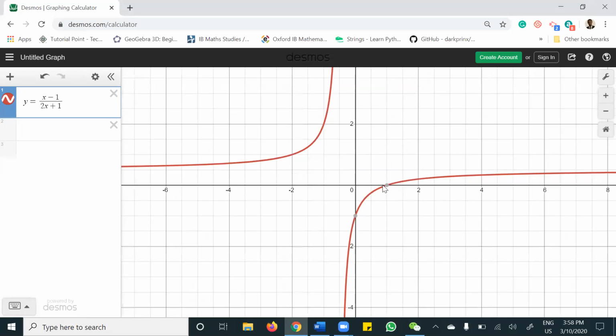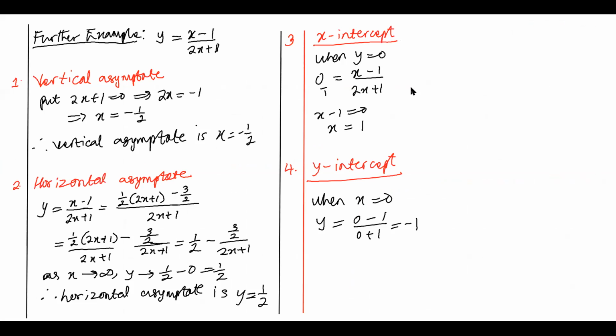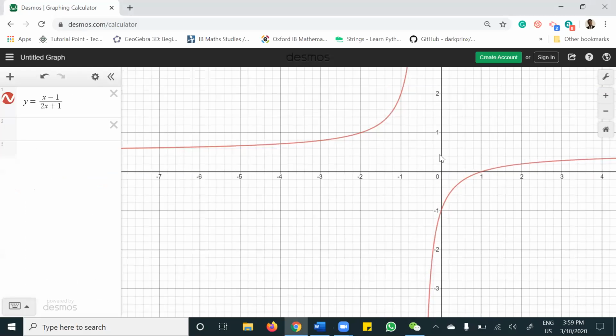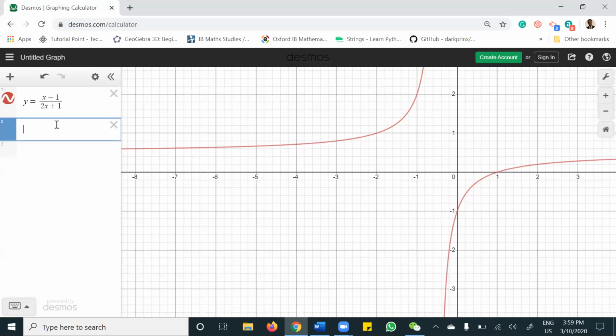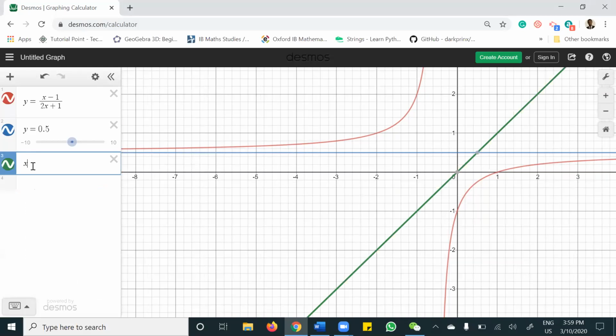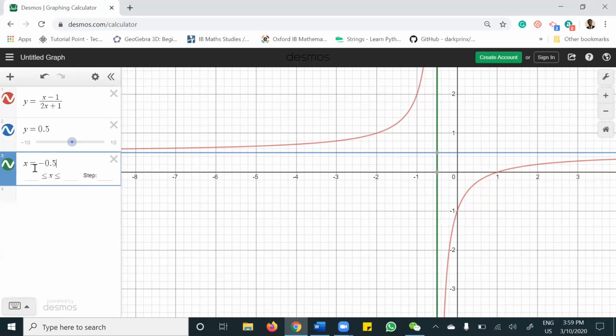Yes. All right, so what do you notice? This is the intercept. As we have just found, the x-intercept is 1, the y-intercept is minus 1. Then also, the asymptotes here are y equals half and x equals minus half. So let's see it from the curve also. If you plot y equals 0.5 and x equals negative 0.5.